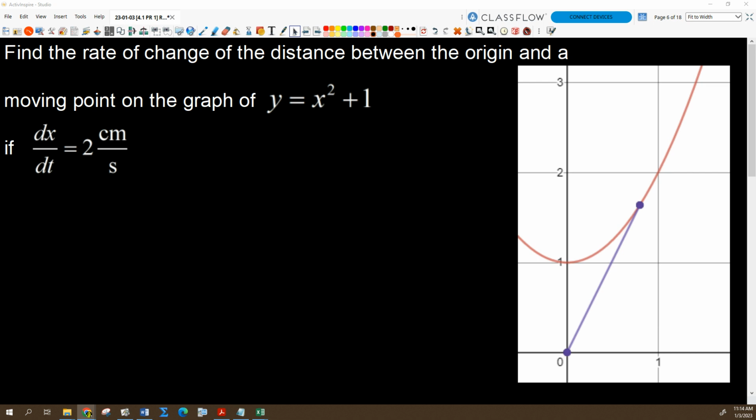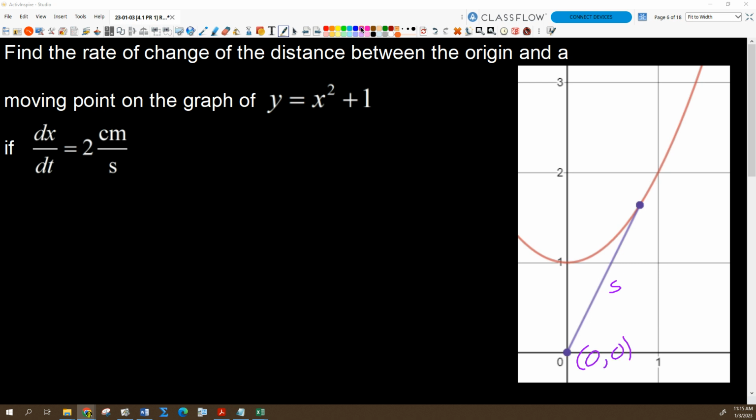We could call that distance S. A lot of times we do that if we're talking about a position or a distance. So that's going to be S. What are the coordinates of the origin? 0, 0, and those are constant, aren't they? Those are not changing. So the coordinates of that point are 0, 0.